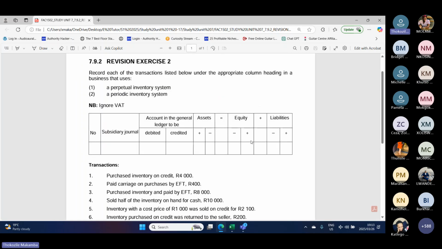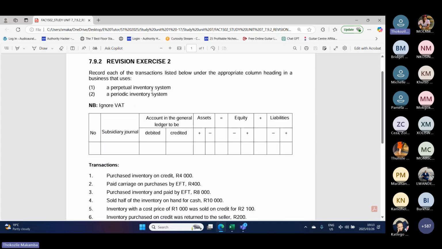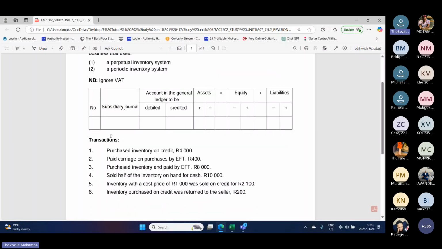Like that. Okay. So basically we must answer this question using this template here. Ignore that. That's important because later you won't ignore that, but for now, ignore that. So we've heard that the periodic inventory system is only recorded at the end of your period, right? As the perpetual, it's constantly being recorded, right?